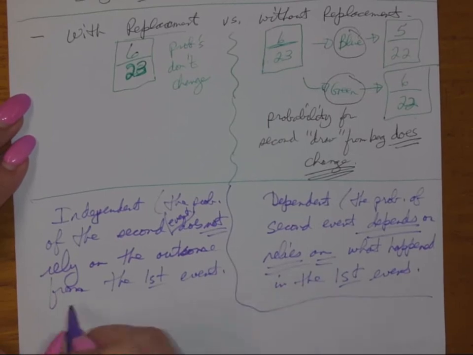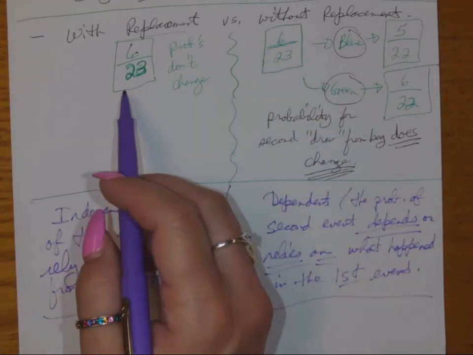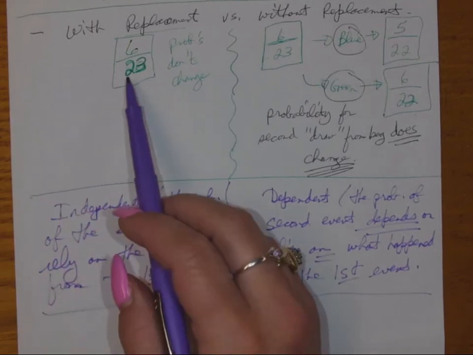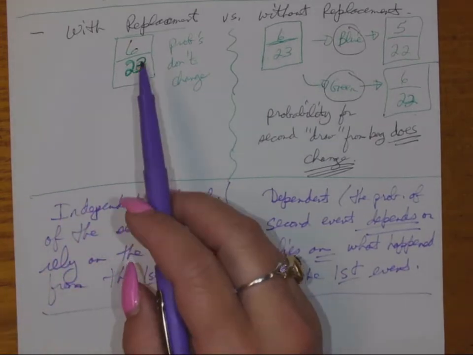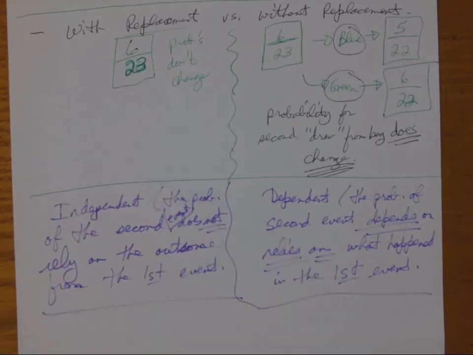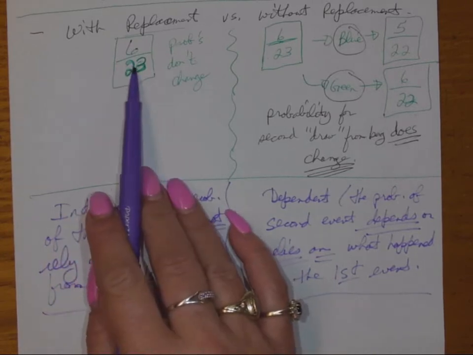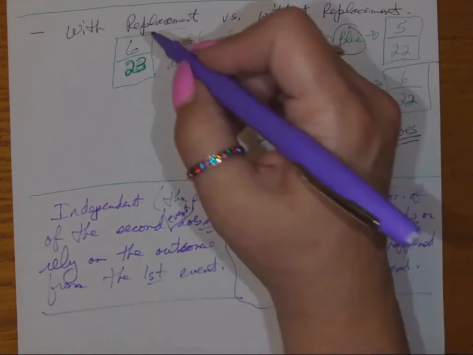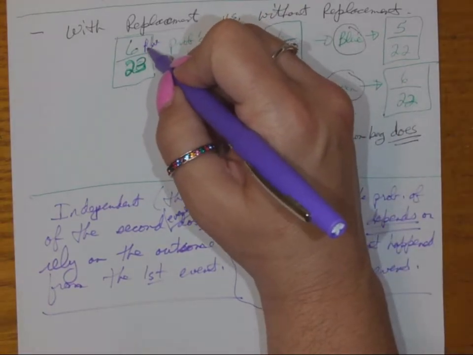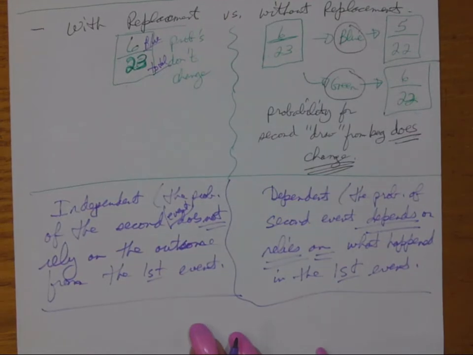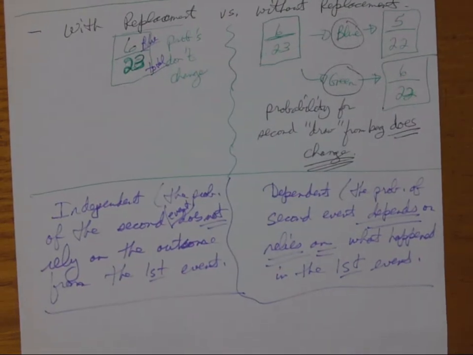Okay, so in other words, I don't care if you pulled a blue out this time or a green. It doesn't matter, because when I replace that marble back in there, the probability of getting a blue stays the same, right? It does not matter at all. So 6 blues are still in there because I put that back in there, right? So 6 blues out of 23 total. That's what's going on there, okay?